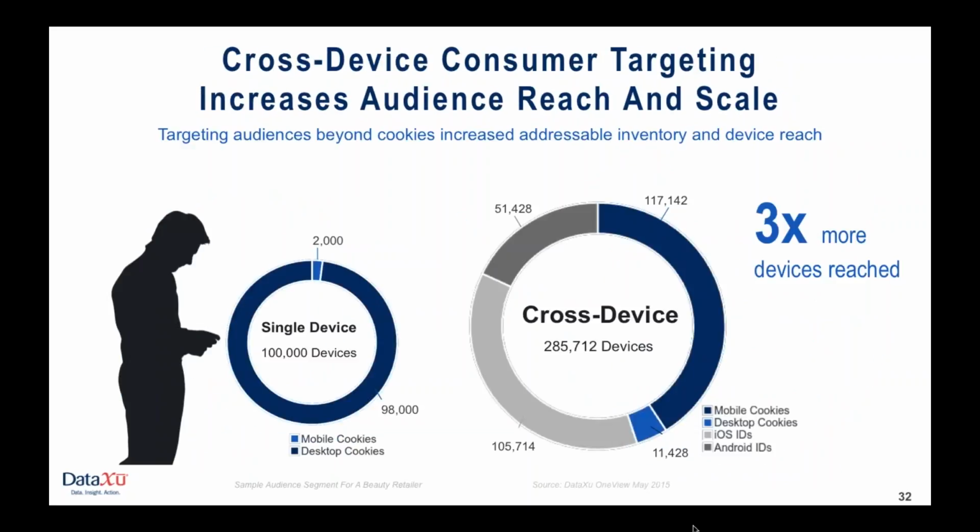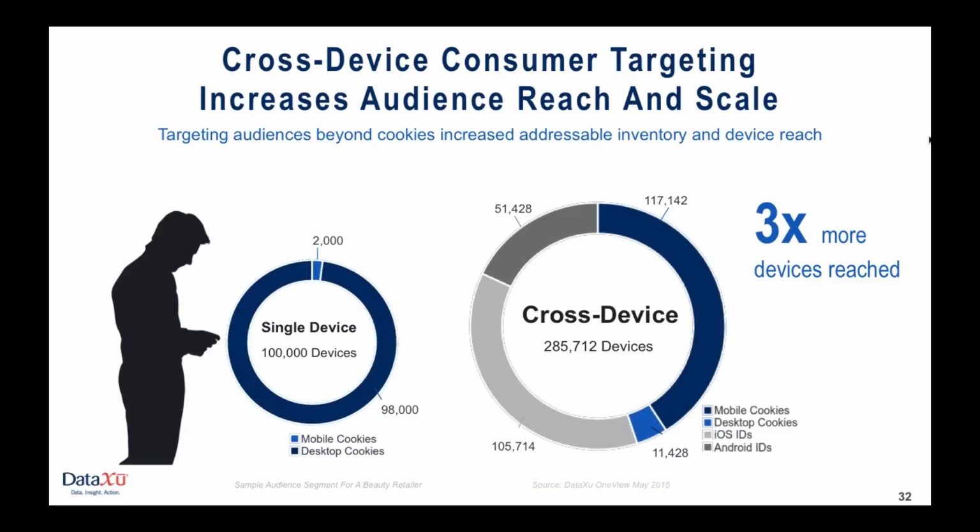So we saw exactly this with the Dataxu account. As seen in this sample audience segment, this was for a beauty retailer, enabling cross-device targeting provided 3x the reach in devices. So our device graph data linked users with multiple identifiers, creating a stronger connection that didn't just rely on cookies.